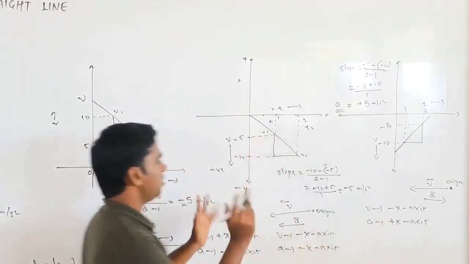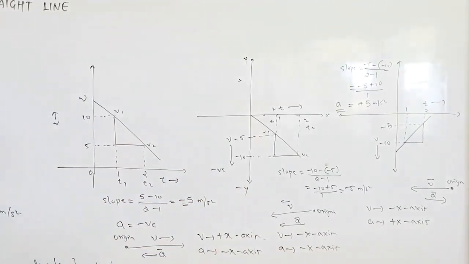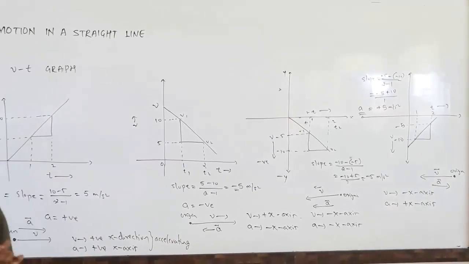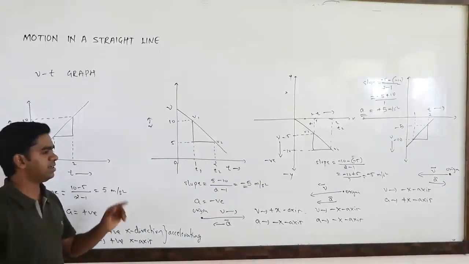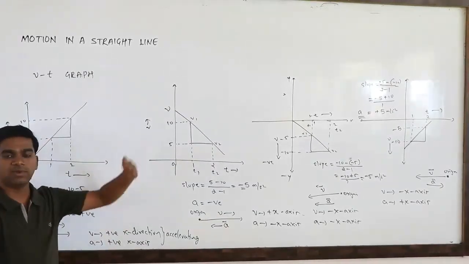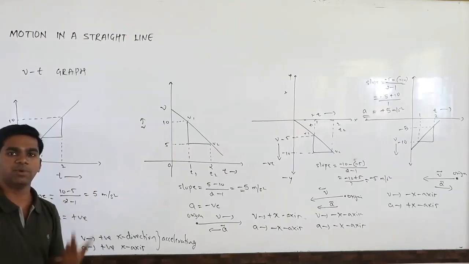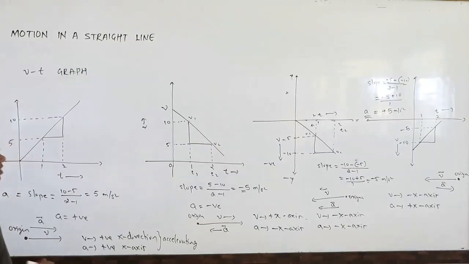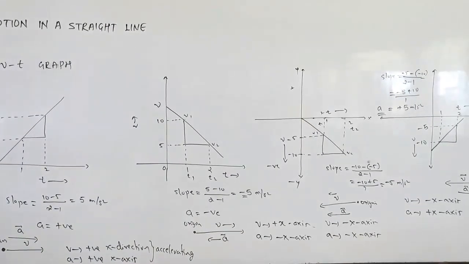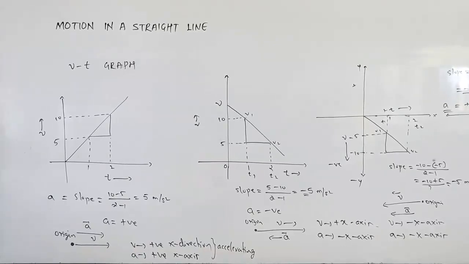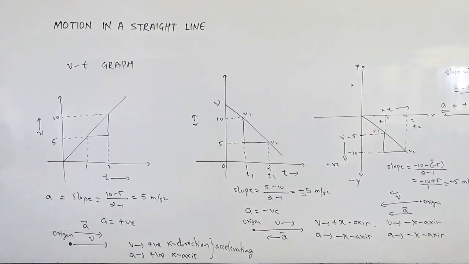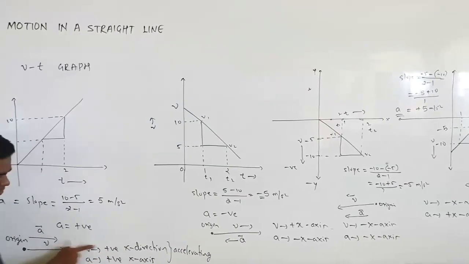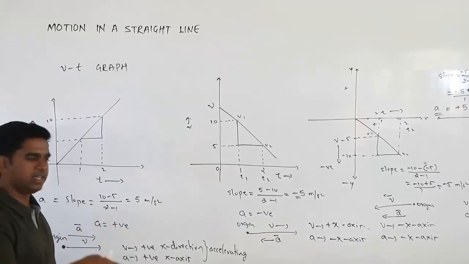Okay. So from all these four graphs, what we have to understand is that if A and V are of same sign, that means the body is accelerating, velocity is increasing. If A and V are of opposite sign, that means velocity is decreasing. Okay. So I hope you are able to tell whether the body's velocity is increasing or decreasing based on this discussion. So here both are positive. So velocity is increasing, meaning accelerating.